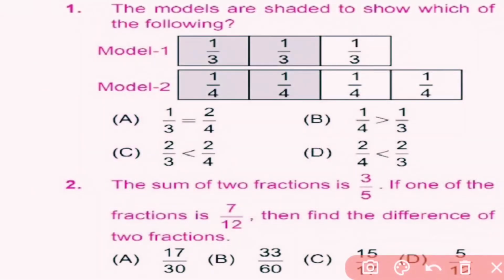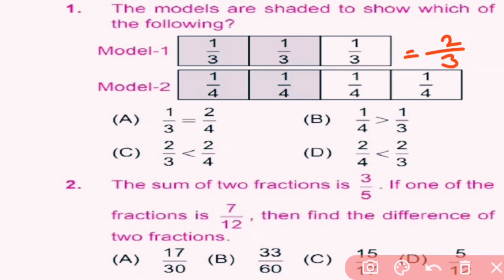Let's start with question number 1. The models are shaded to show which of the following. Model 1, there are 3 parts. Out of 3, 2 are shaded and the sum of the 2 shaded parts is 2 by 3. We can do direct addition because their denominators are the same.